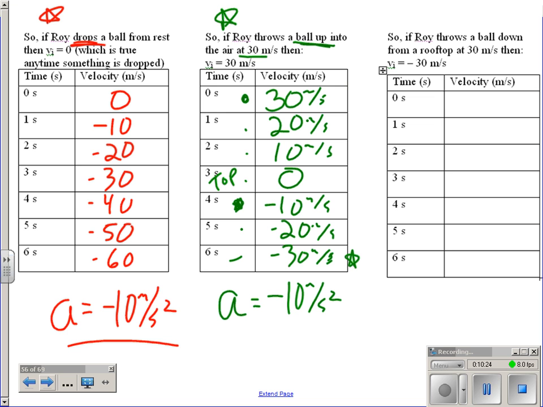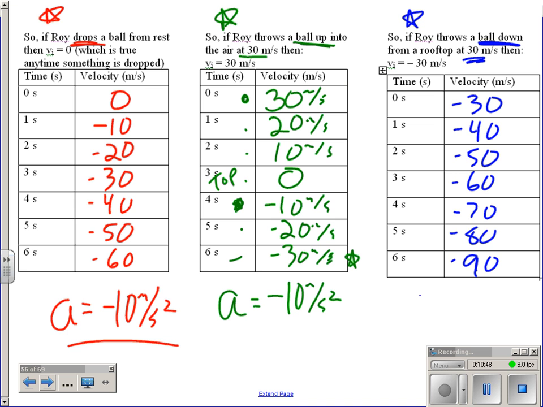Okay? In our third example, Roy's going to throw the ball again, but this time he's going to throw it down at 30 meters a second. So when he first lets go of it, the ball is moving down at 30 meters a second, but after he lets go of it, the only force on it is gravity. So it goes down faster and faster. Once again, the only force on it is gravity after he lets go of the ball. So there's your acceleration, right? All three of these balls have the same acceleration. The only difference is the initial velocity. All three of these balls are said to be in free fall.